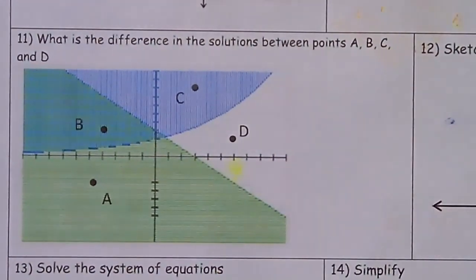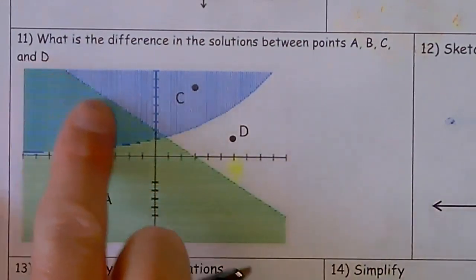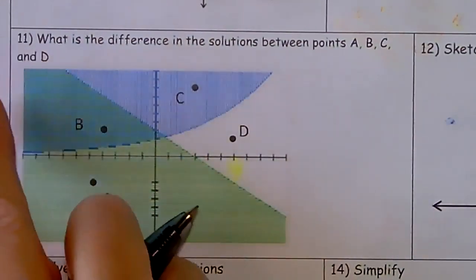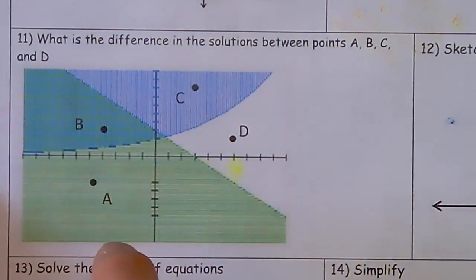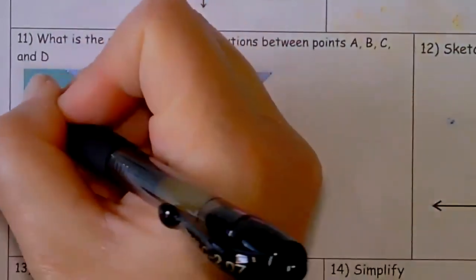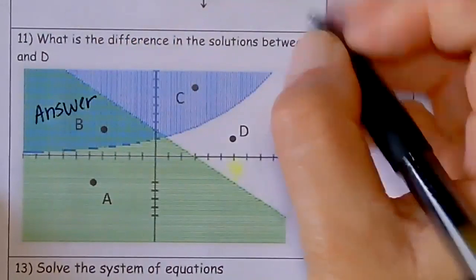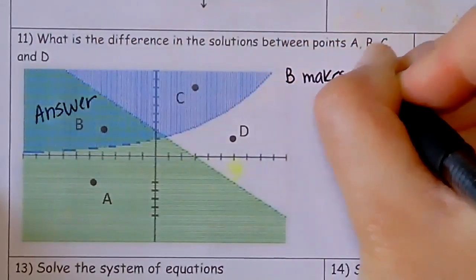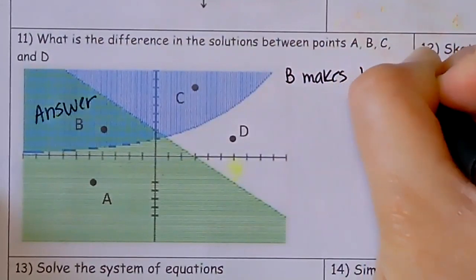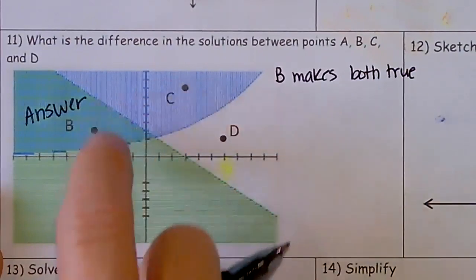And we need to decide what's the difference between all of these. Okay, so you'll notice that you have one that's a line. You have one that's an exponential, okay? So the answer to this is going to be this. This right here is going to be your answer. So I'm going to over here say B makes both true. It's going to make both inequalities true. That's why it's my answer. It's in blue and it's in green.